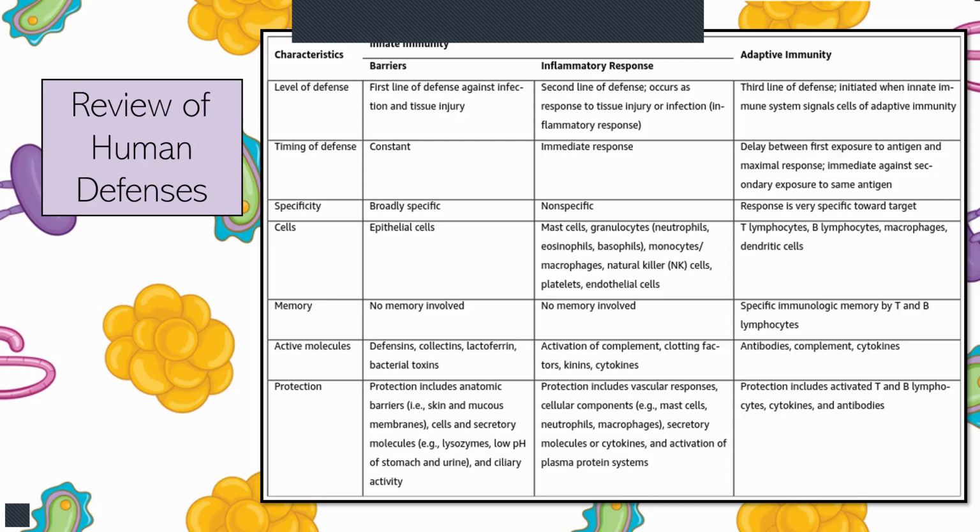And then the protective level: for innate immunity, protection includes anatomic barriers such as the skin and mucous membranes, cells and secretory molecules such as lysozymes, the pH level of the stomach and urine, and ciliary activity. With the inflammatory response, protection includes vascular responses, cellular components such as mast cells, neutrophils, and macrophages, secretory molecules or cytokines, and activation of plasma protein systems. And with adaptive immunity, protection includes activated T and B lymphocytes, cytokines, and antibodies.